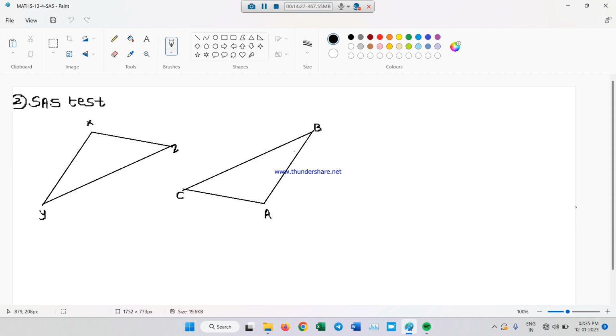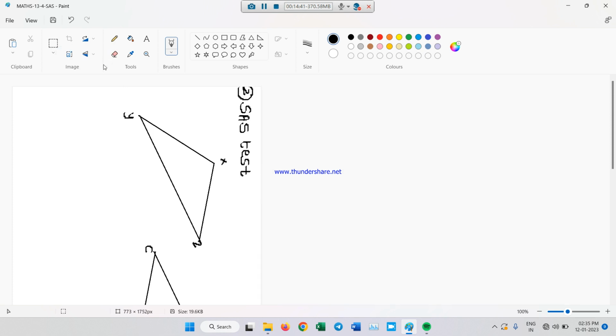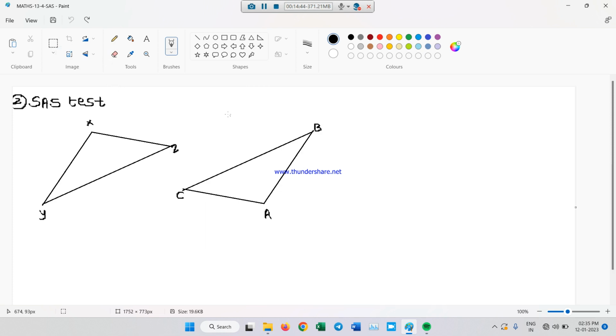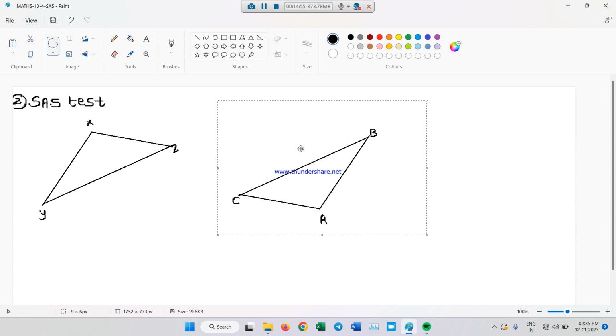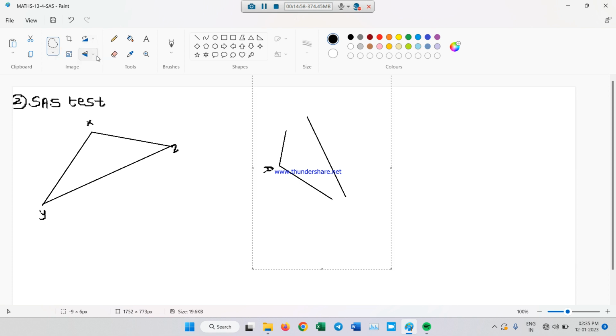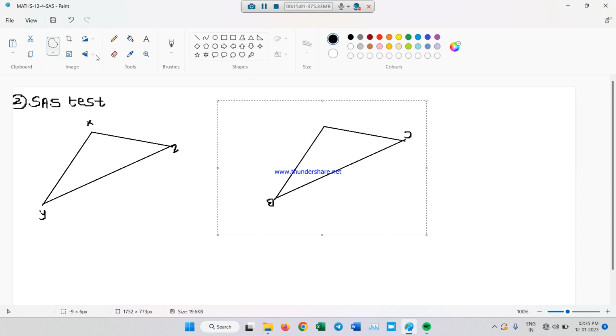Now there is this second test we are having. We are having SAS. Again the orientation is mismatching, so we will try to fix the orientation. While finding the correct orientation, what we are actually doing is trying to find one-to-one correspondence. Let's rotate the triangle. Let's rotate more. I think this vertex is missing over there, so I will name that vertex as A.